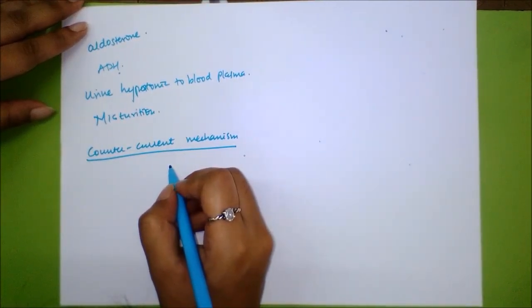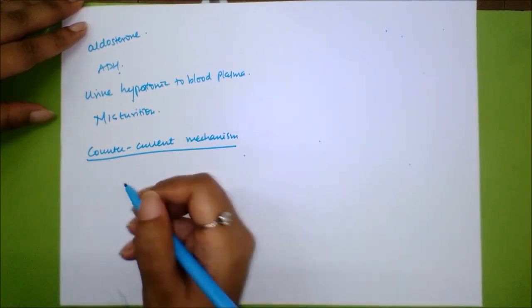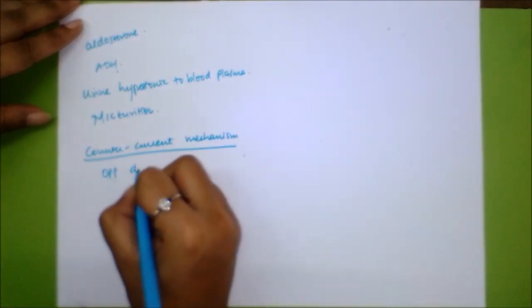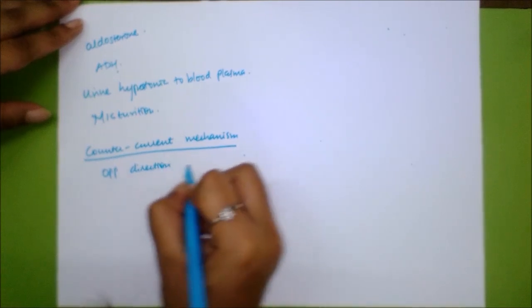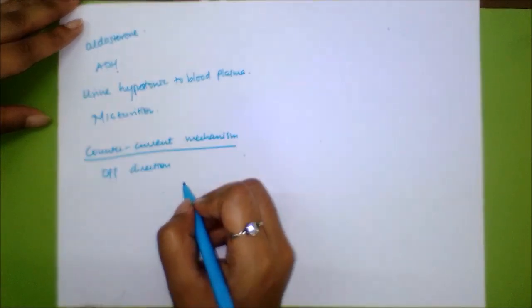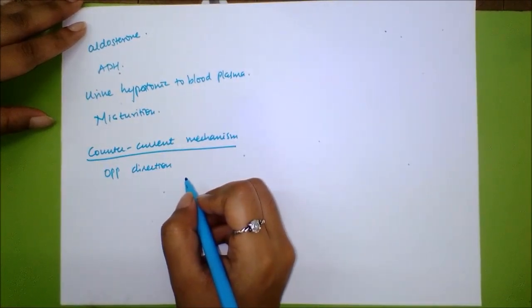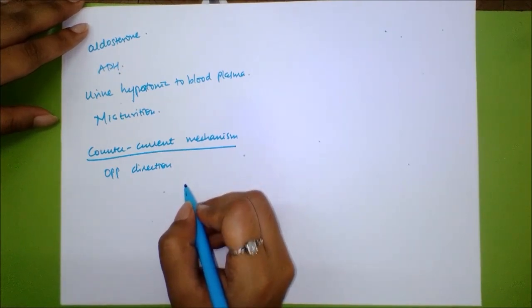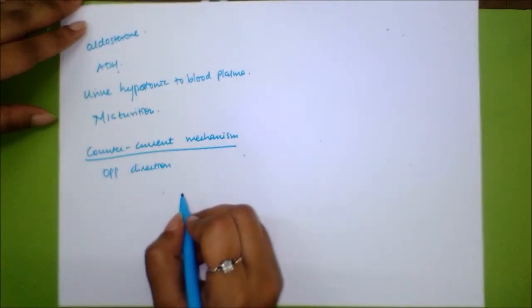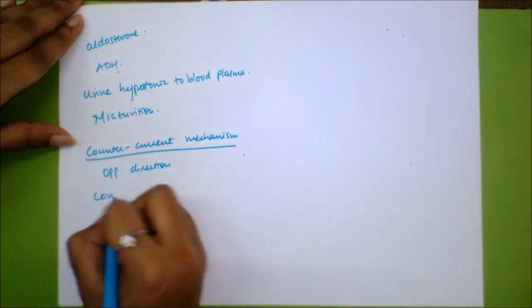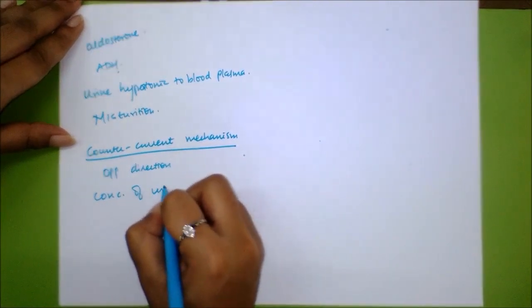The counter current means that the fluid flows in opposite direction in the two sides of the loop, down one side and up the other. It helps to maintain a concentration gradient in the medulla interstitial fluid, which helps in an easy absorption of water from the filtrate present in the collecting duct. So the concentration of filtrate is increased, that is, concentration of urine is increased.